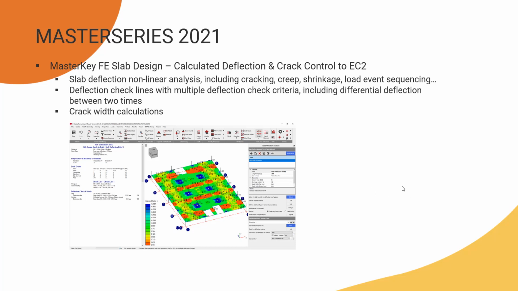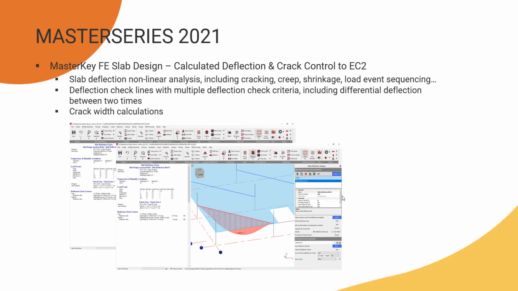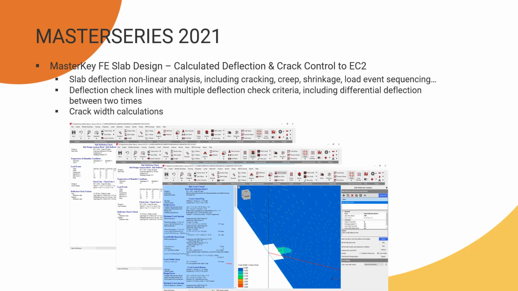Furthermore, on those analysis results, we will then be looking at how we can assess the deflections that have been checked through the use of check lines, and also looking at the full calculation of crack widths and looking at those at the service condition.